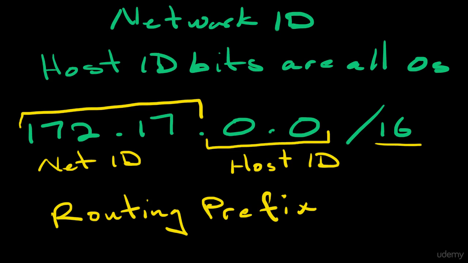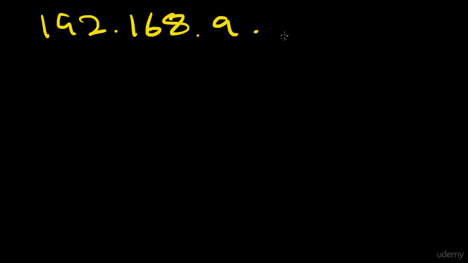Let's look at a trickier example. Let's say we had an IP address like 192.168.9.4/30. What am I looking at here? What type of IP address is this? Can I assign this to a system?